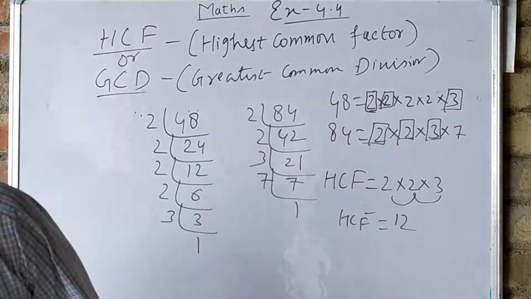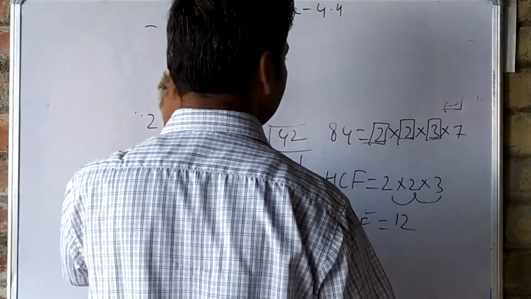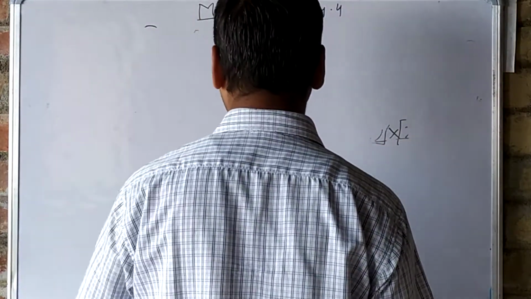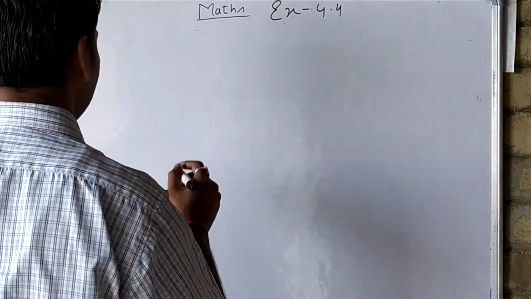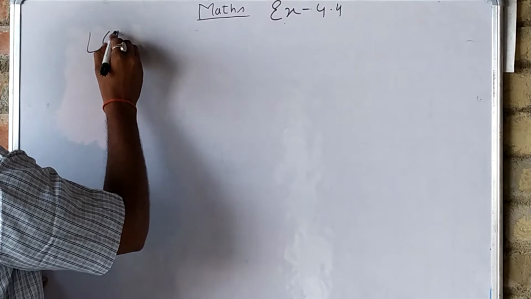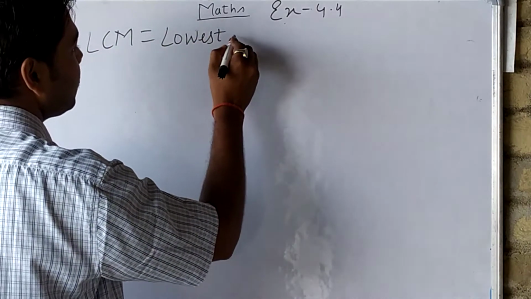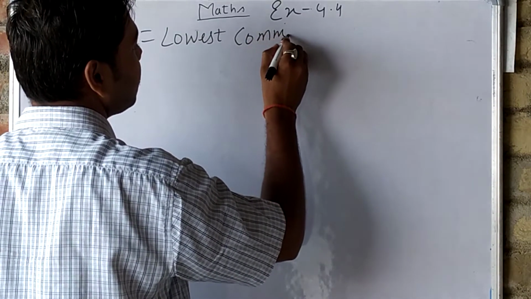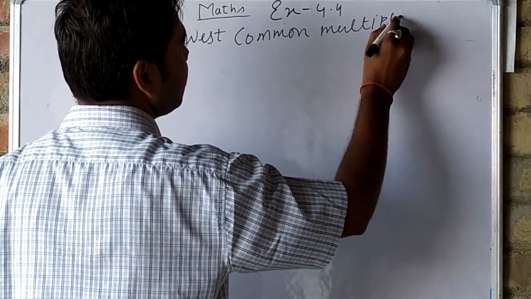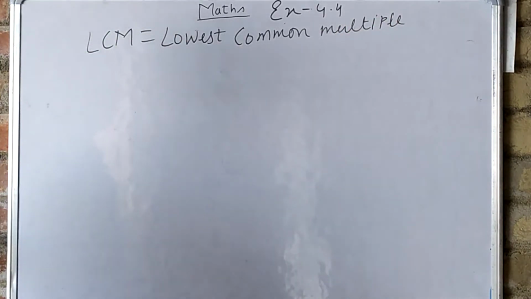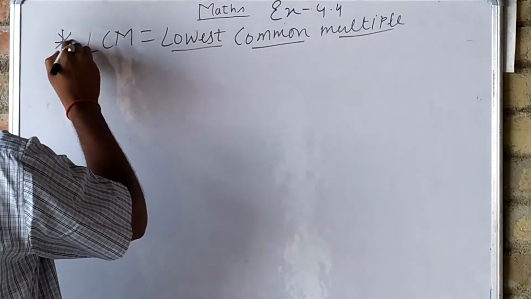Now what do we have to do? We have to find LCM. Understand? LCM is also very important. So HCF and LCM are very important for you all. Understand? LCM is lowest common multiple. Lowest common multiple is known as LCM.